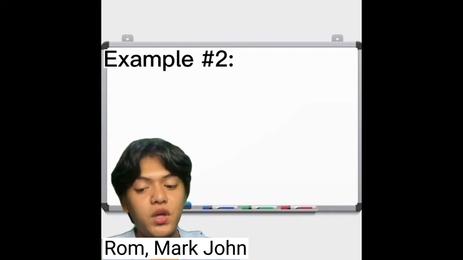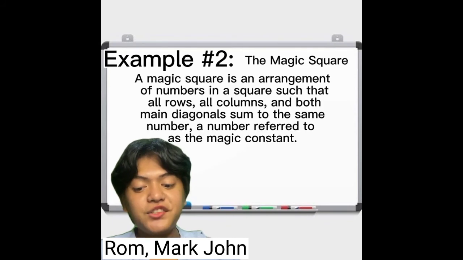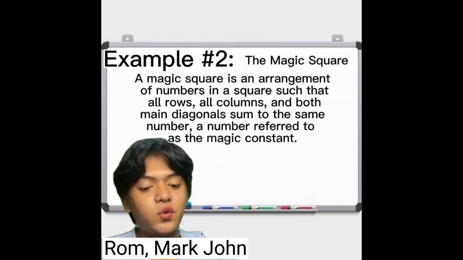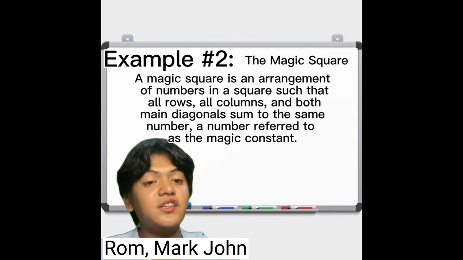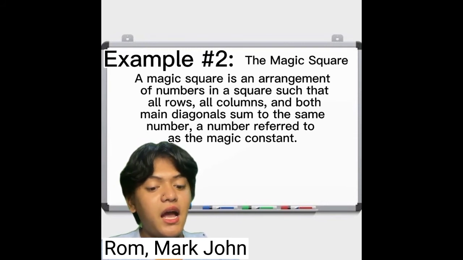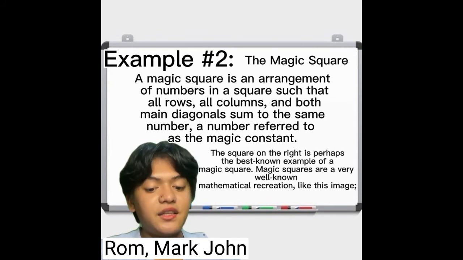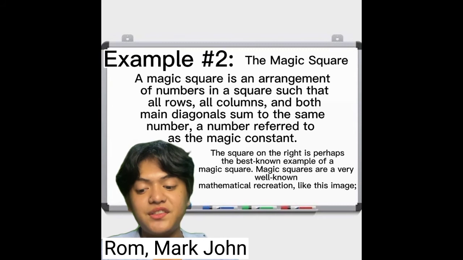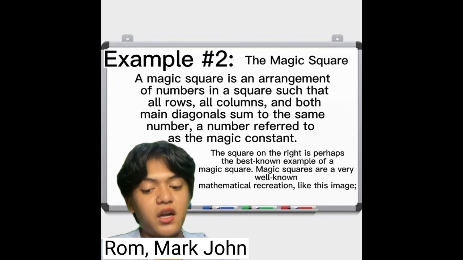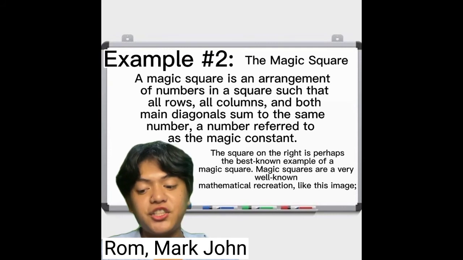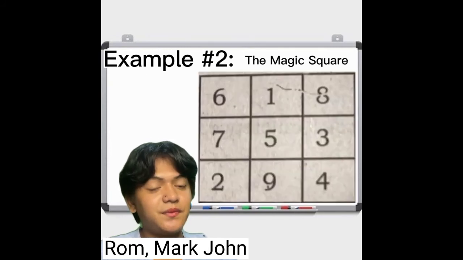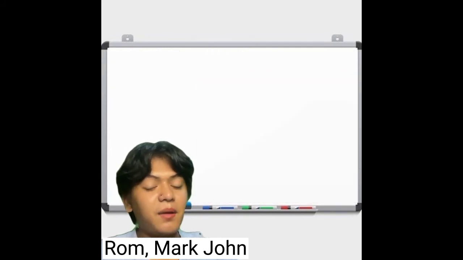Example number 2, the magic square. A magic square is an arrangement of numbers in a square such that all rows, all columns, and both main diagonals sum to the same number, referred to as the magic constant. The square on the right is perhaps the best known example of a magic square. Magic squares are very well known mathematical recreation like this image. That is example number 2.